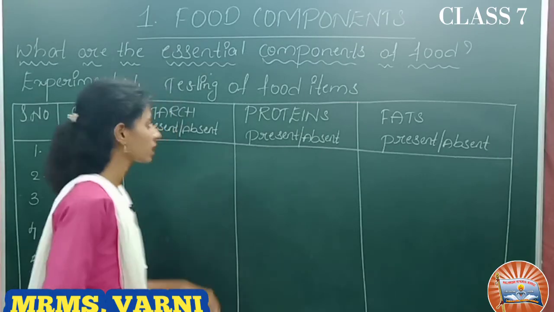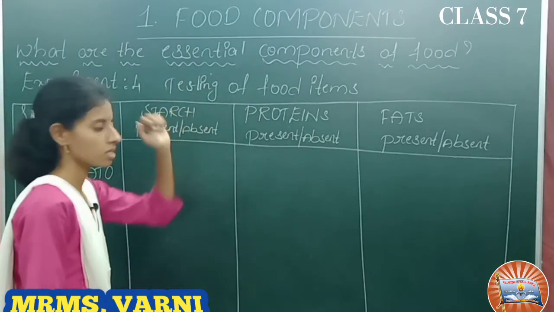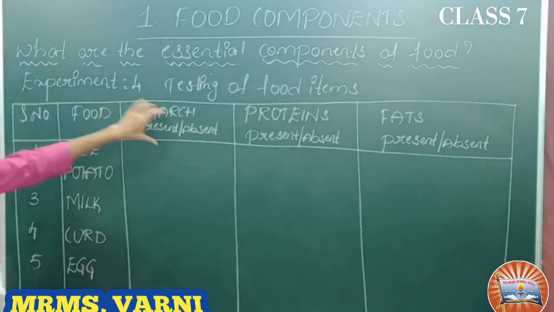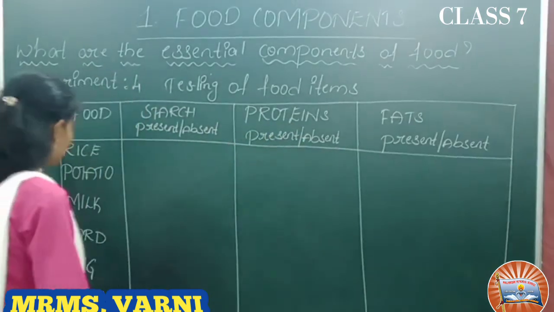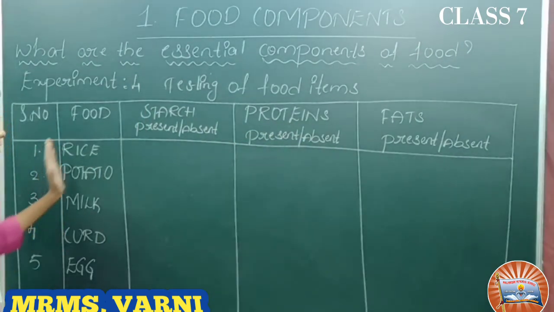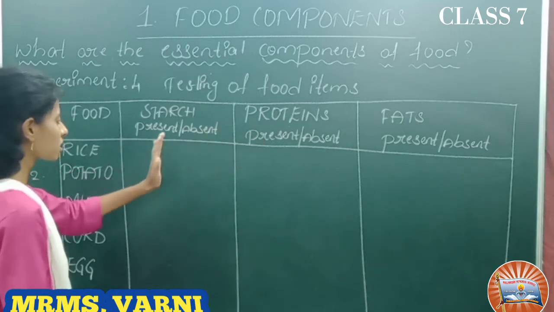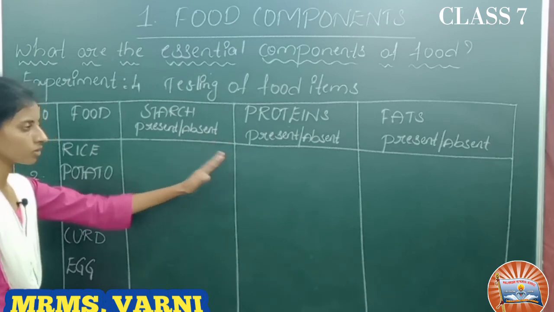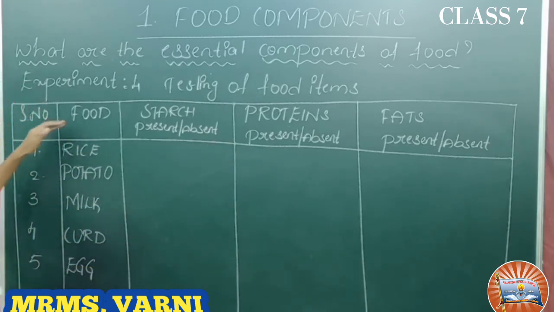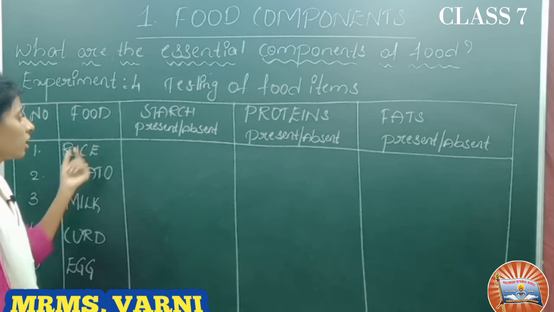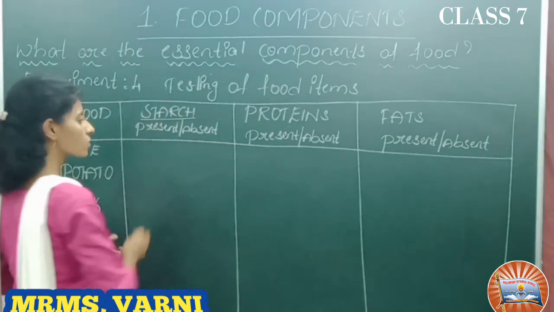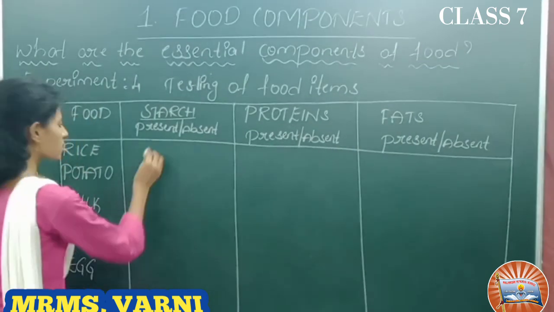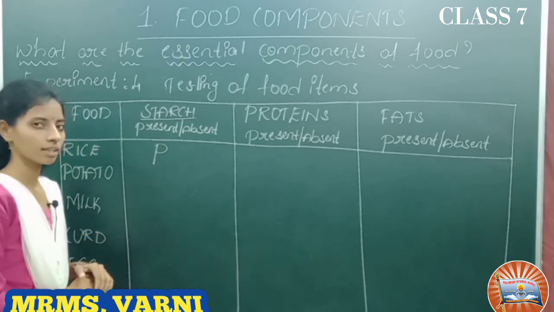Now experiment 4 is testing of food items. Here in this table we have some food items and some components which are present in these food items. If the component is present, we have to mark present. If the component is absent, we have to mark absent. So the first food item is rice. In rice, will the starch be present or not? Yes, in rice the starch will be present.